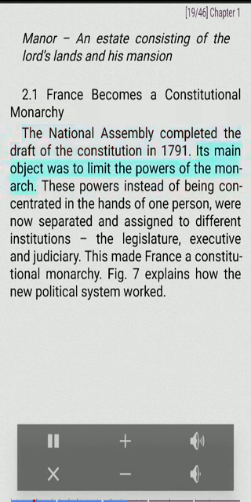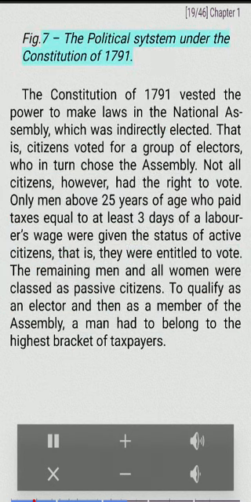France becomes a constitutional monarchy. The National Assembly completed the draft of the Constitution in 1791. Its main object was to limit the powers of the monarch. These powers, instead of being concentrated in the hands of one person, were now separated and assigned to different institutions: the legislature, executive and judiciary. This made France a constitutional monarchy.